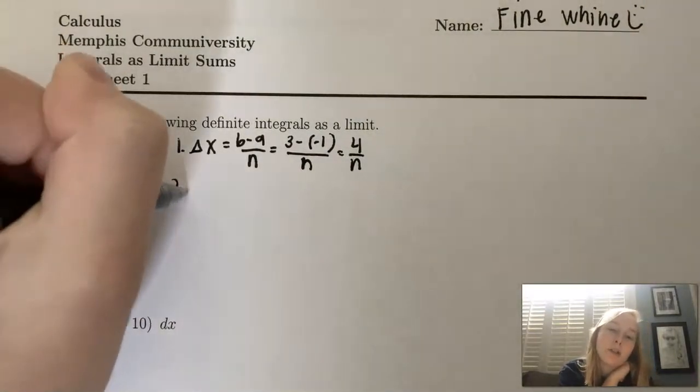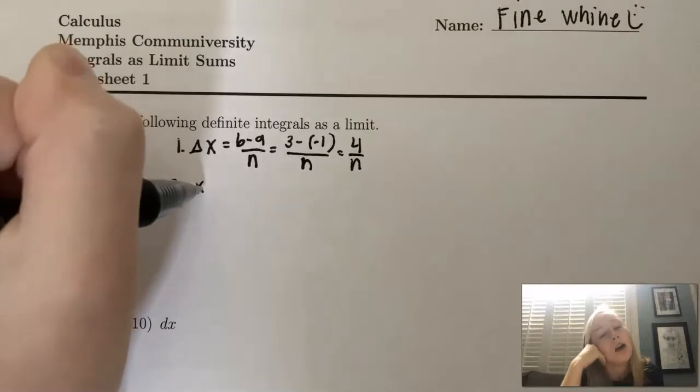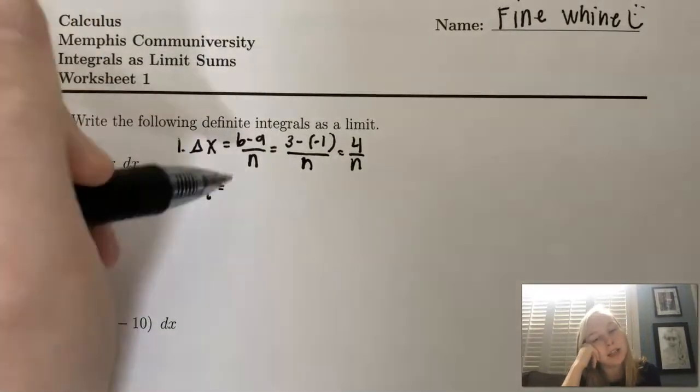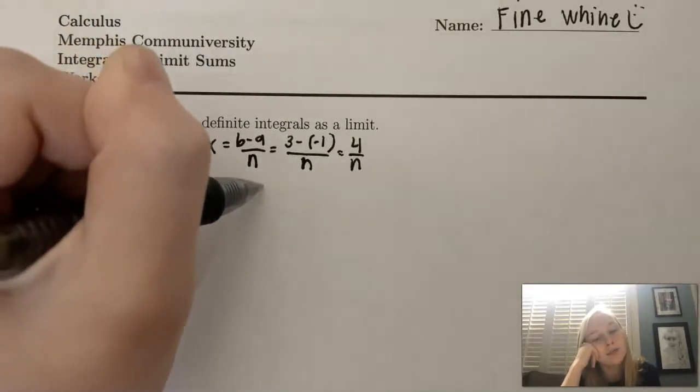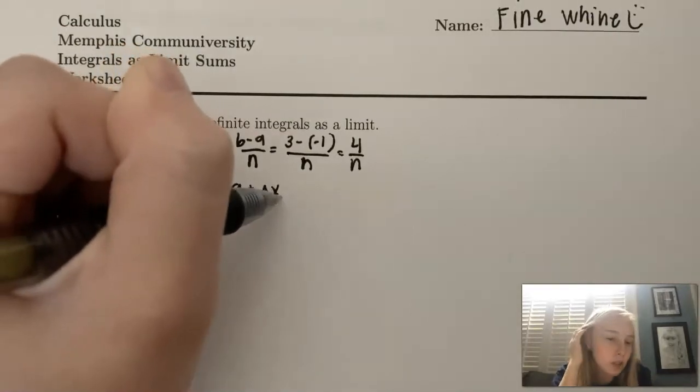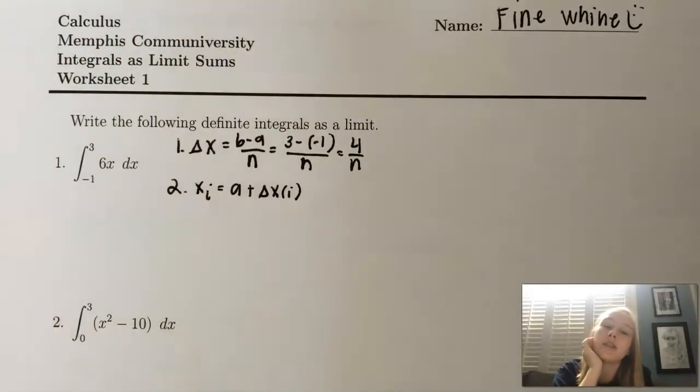Next, we're going to do step number 2, which is finding xi, which, as you guys remember, hopefully is a plus delta x times I. A should be pretty easy to spot. Remember, it's just the bottom, delta x we just found, and you literally just tag I onto it.